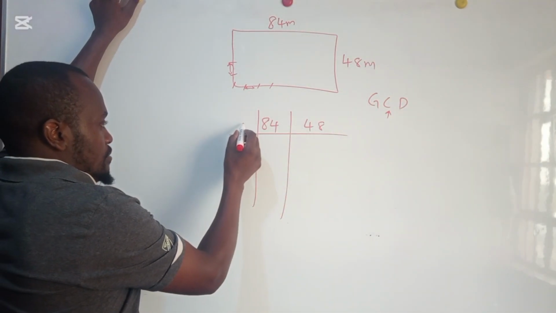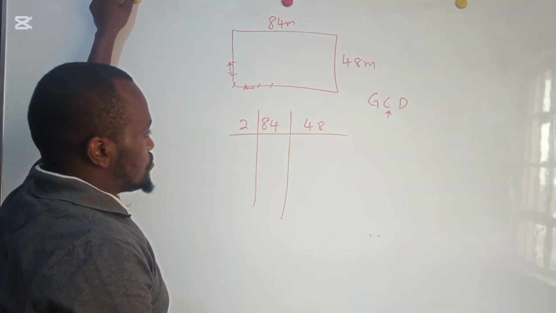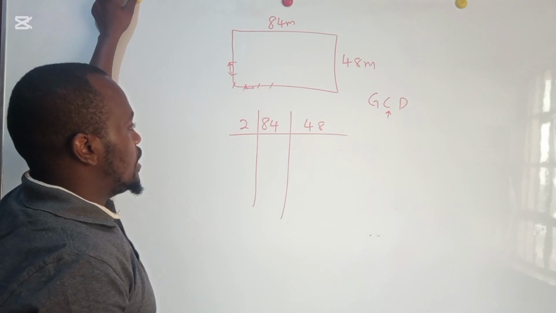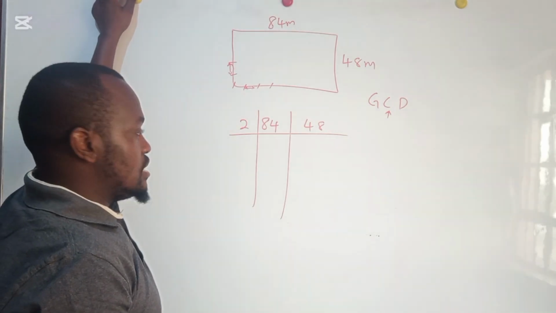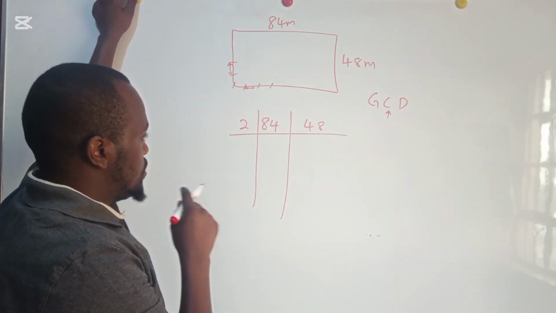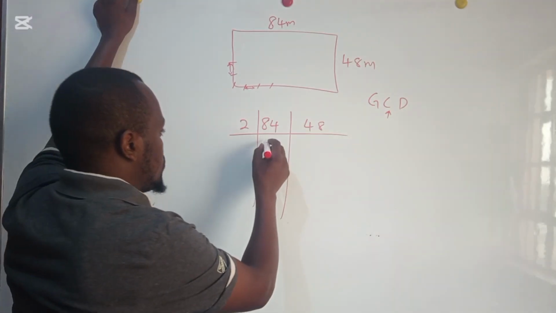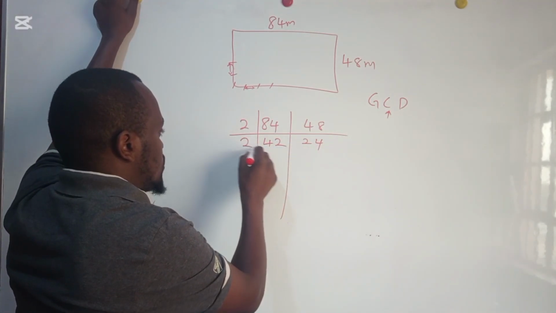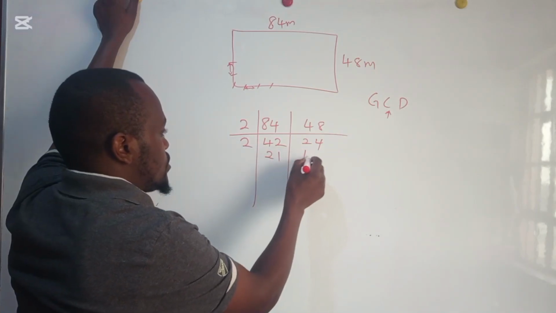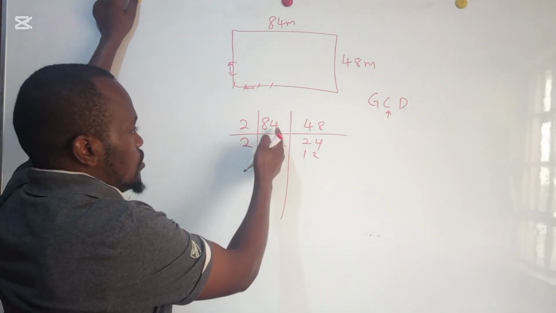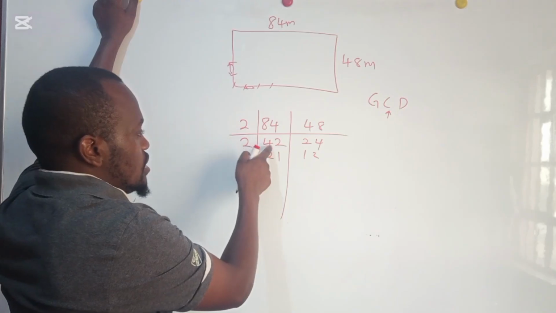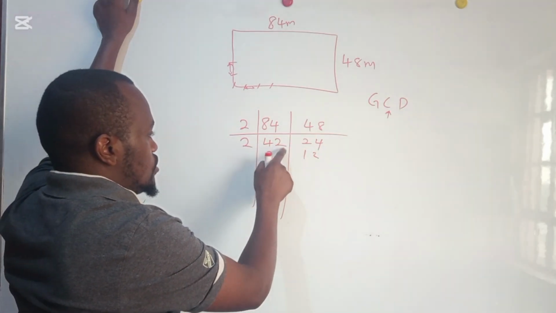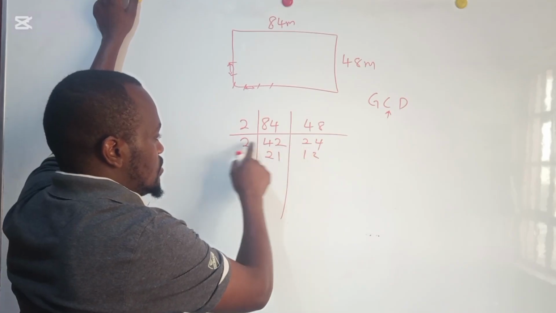Yes, so let us have, you can start with 2. I know you have already paused and done your part to find the GCD. I have done it. By 2, 84 gives 42, 48 gives 24, 42 gives 21, 24 gives 12. I'm dividing by 2: 84 divided by 2, writing 42. 48 divided by 2, 24. 42 divided by 2, 21. 24 divided by 2, 12.